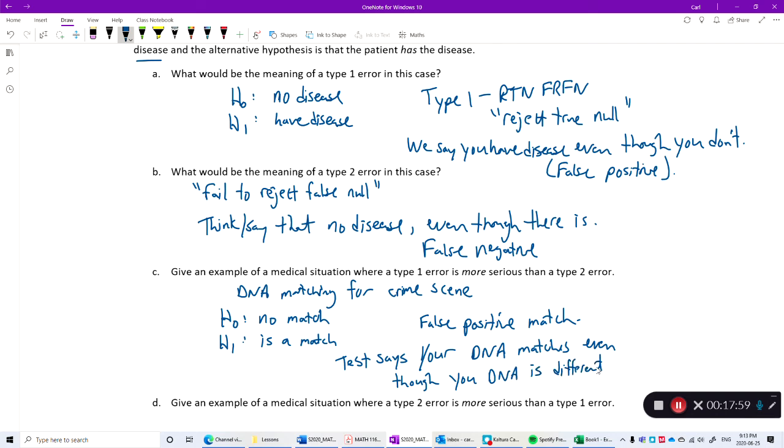So that would be a bad error, right? That would be saying you're guilty even though you're not. The type 2 error here would be that we say there's no match even though there is a match. So that would be like the criminal gets off, the criminal gets let go. But in our legal system, we consider that less bad. It's worse to imprison an innocent person than it is to let go the guilty person. That's what our legal system is based on.